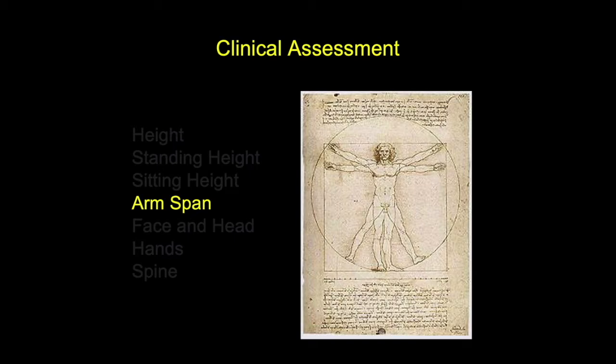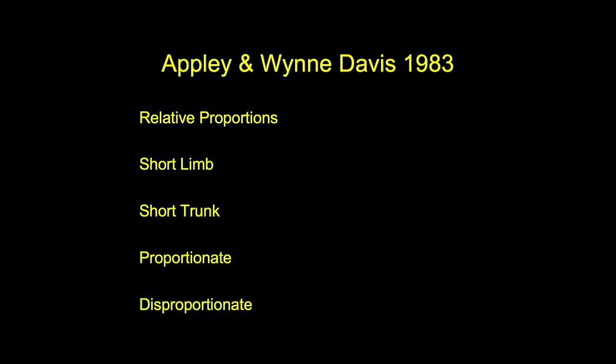This is Da Vinci's Vitruvian Man, and if you actually look at the implications from the diagram, the arm span equals the standing height. So if either the arm span is less or more, it infers limbs are involved or spine is involved. So you need to know a little bit about how we describe these. And so Apley and Wynne-Davis, 30 plus years ago, described relative proportions, either a short limb or a short trunk dysplasia, which was either proportionate or disproportionate.